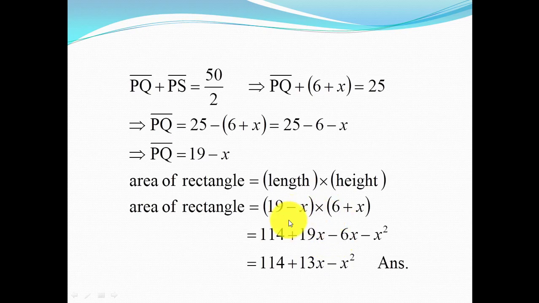is equal to, plus minus appears, and 6 multiplied by x is 6x, minus, plus minus, and x multiplied by x is equal to x square. You see here 19x minus 6x is equal to 13x minus x square. We have to show that the area will be equal to this, so we show that the area of the rectangle is equal to this.